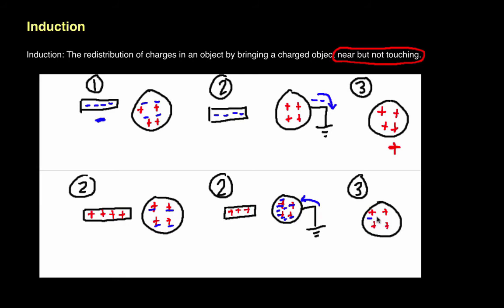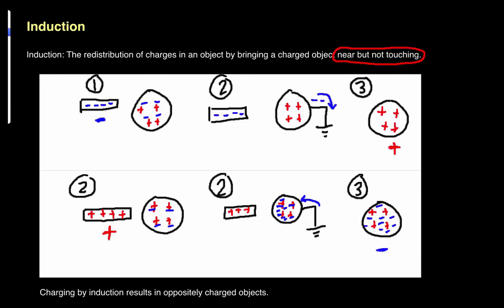Negatively charged because there's more negatives contained within it than positives. We started using a positively charged object, and we ended up with a negatively charged conductor. Charging by induction always results in oppositely charged objects.